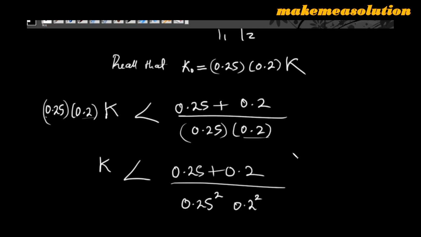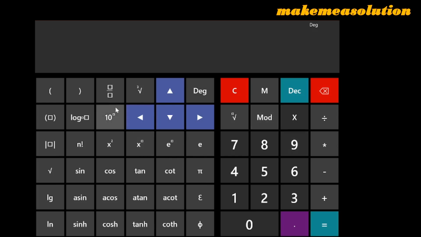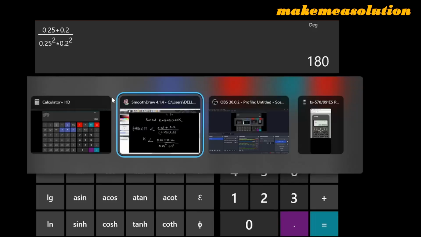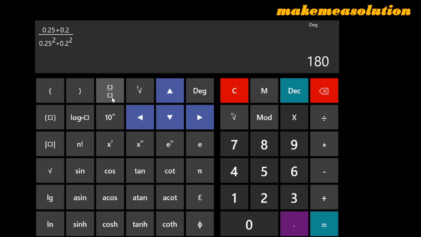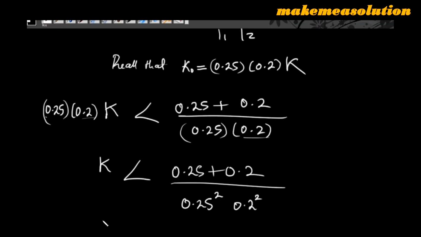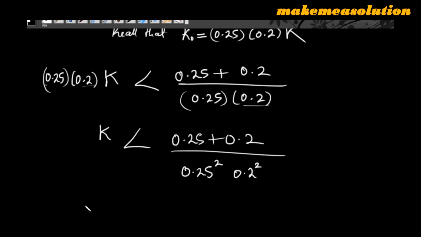So if you solve this with a calculator, you're going to have 0.25 plus 0.2 divided by 0.25 squared times 0.2 squared. So that gives me 180. I hope we got it correctly. So for the system to be stable, our K has to be less than 108. So this is it.